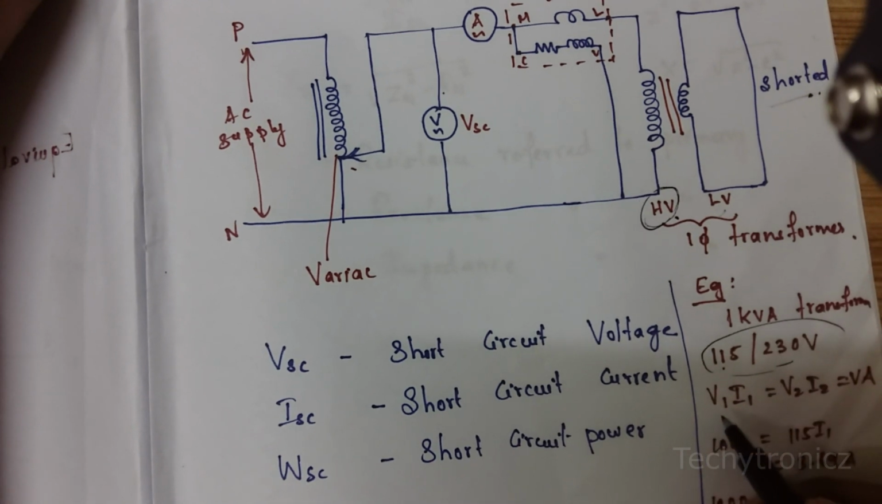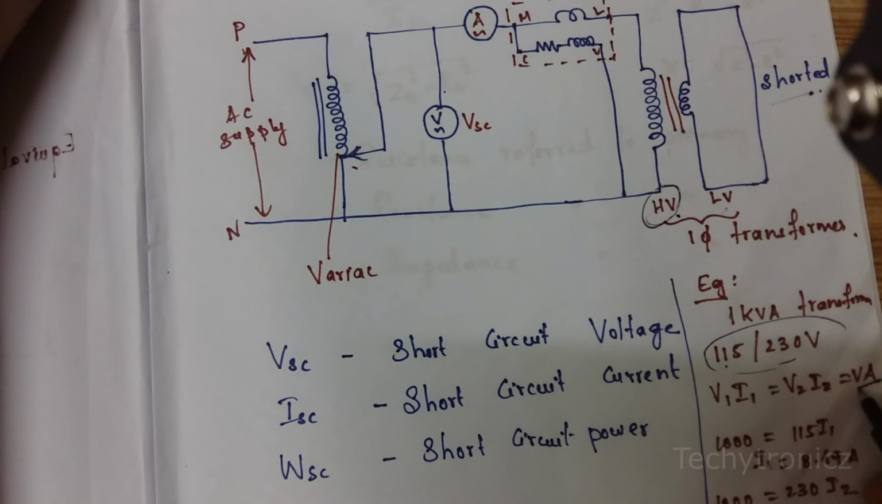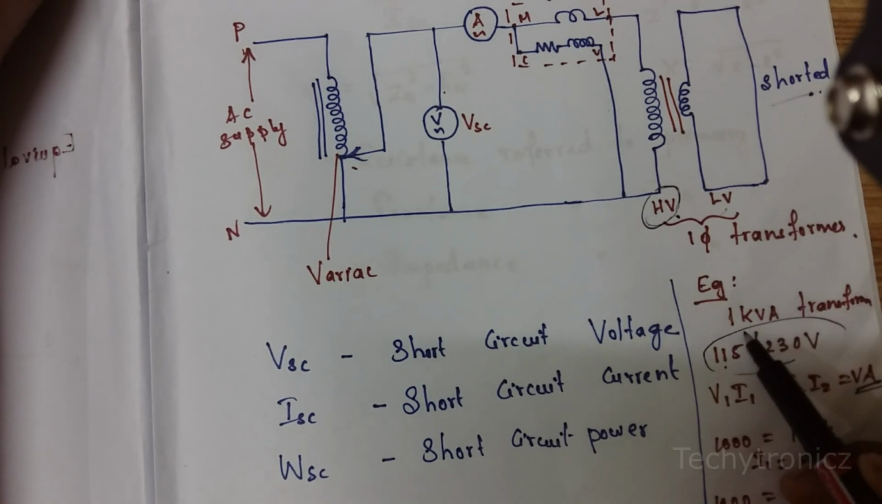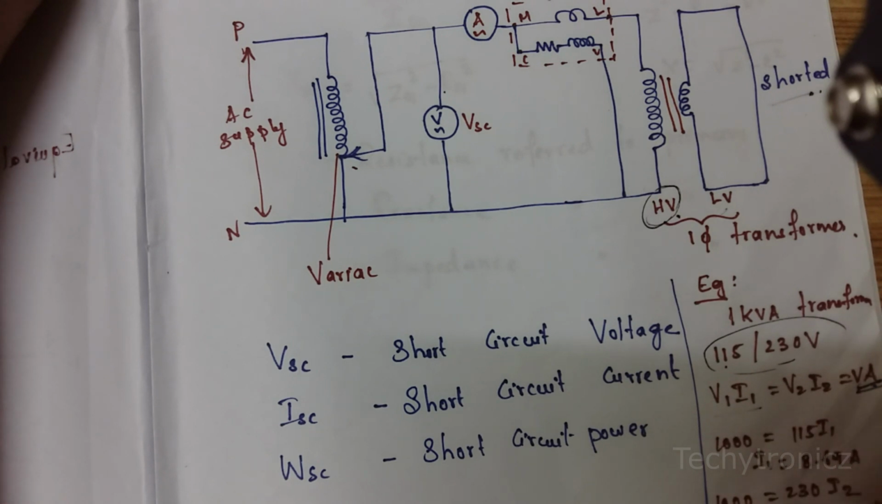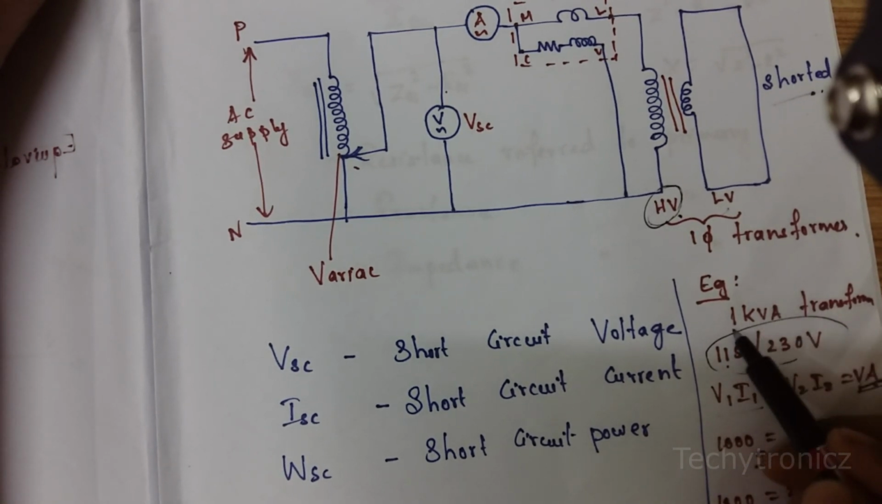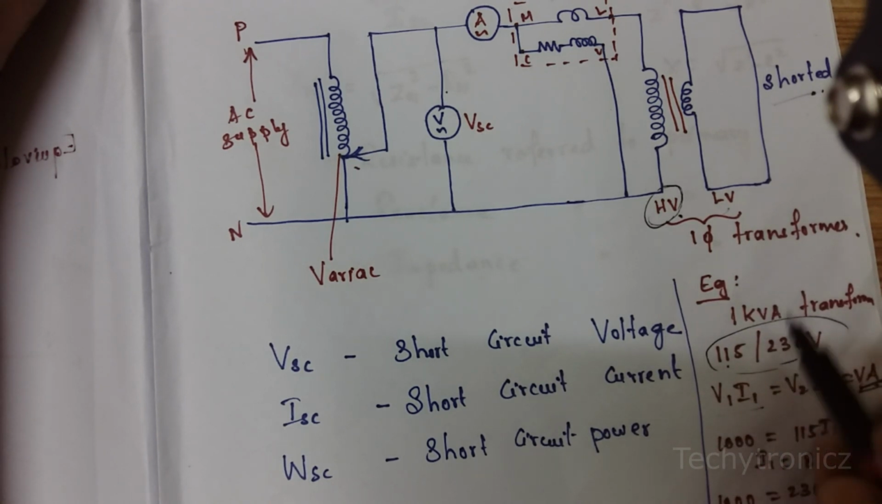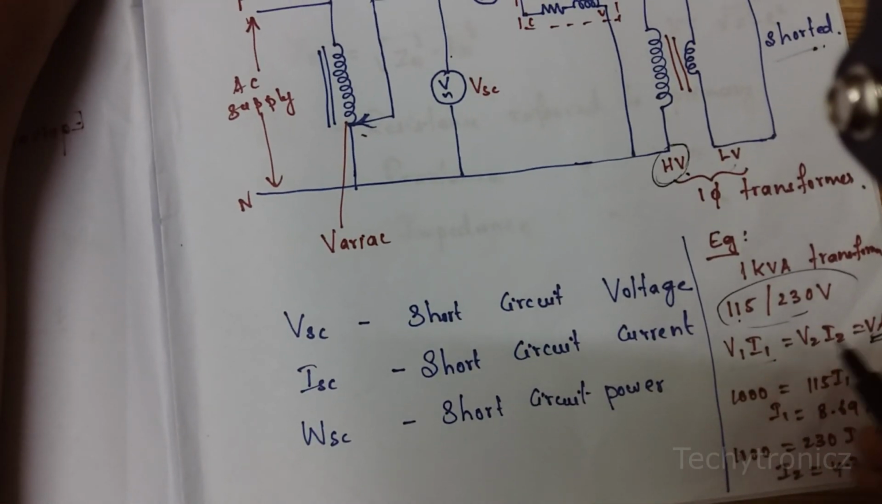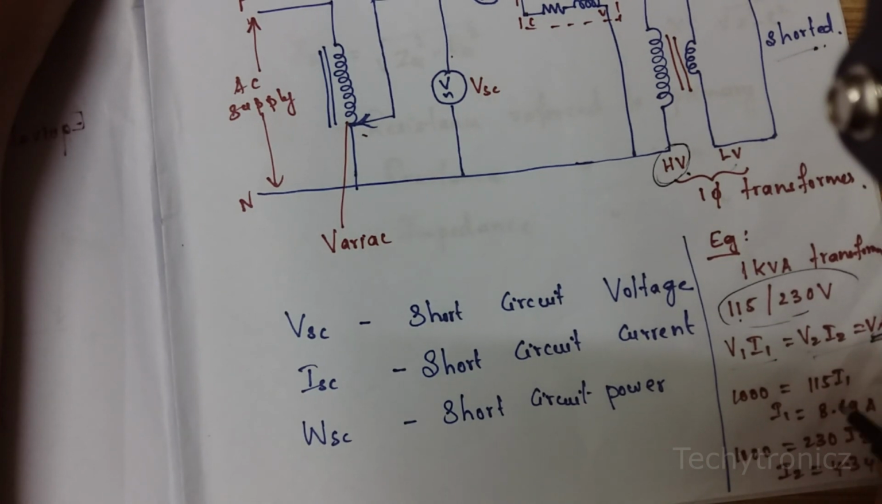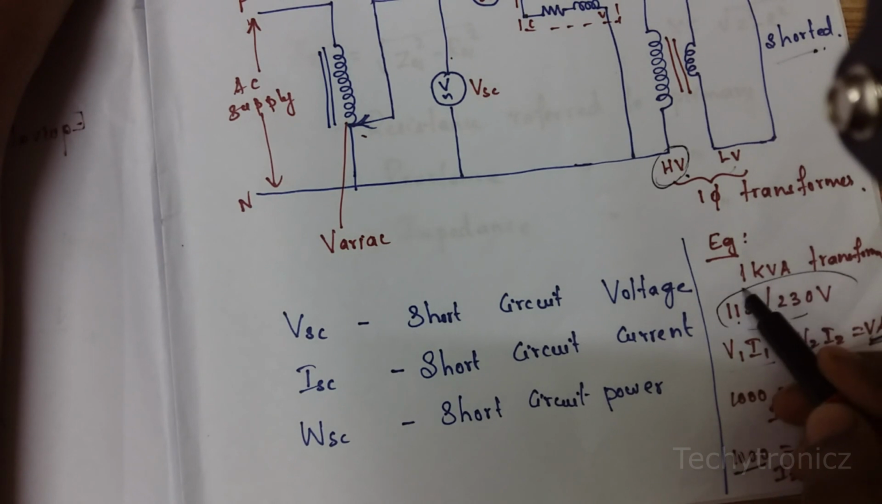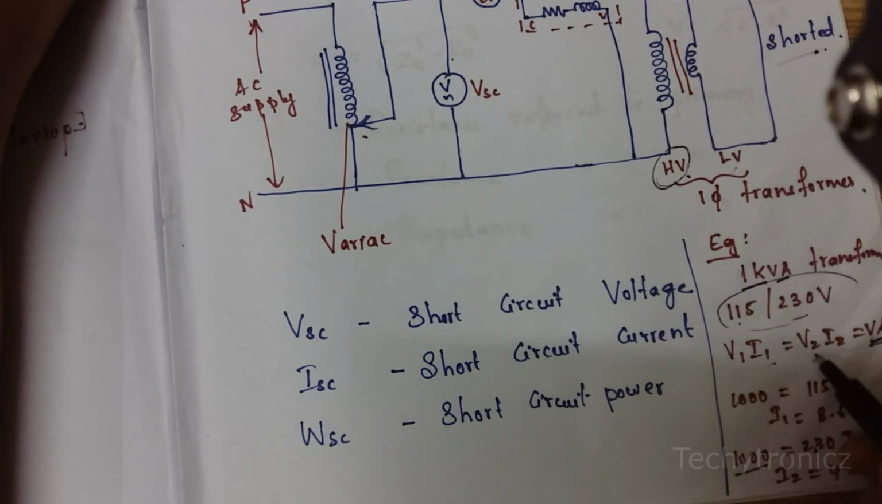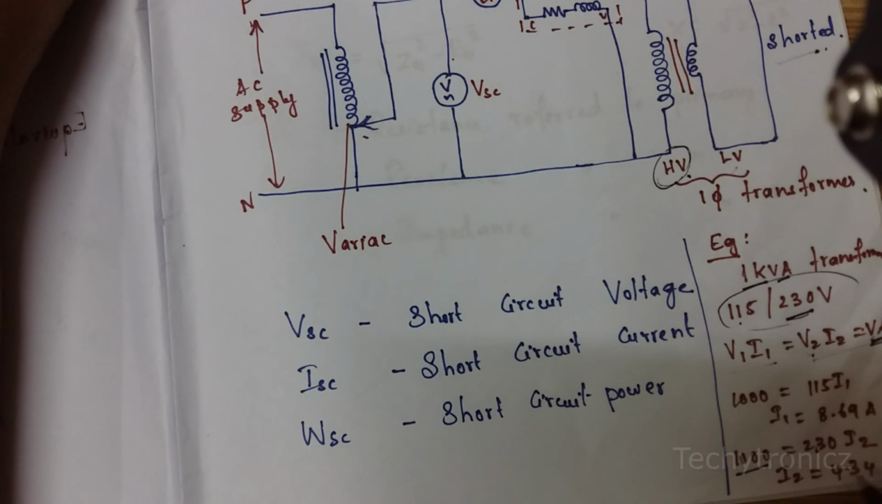We have this formula: V1 I1 equal to V2 I2, which is equal to the volt ampere. We are considering a 1 kilo VA transformer, so the volt ampere value is 1000. So 1000 equals V1, here 115, into I1. We can find the current I1 as 8.69 ampere. Then V2 I2 is equal to 1000, where V2 is 230 volt, so 230 into I2. We get I2 as 4.34 ampere.